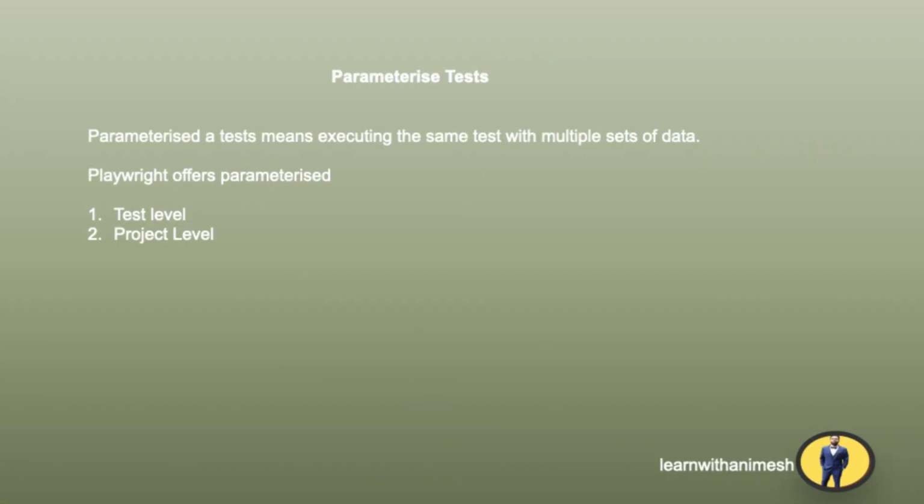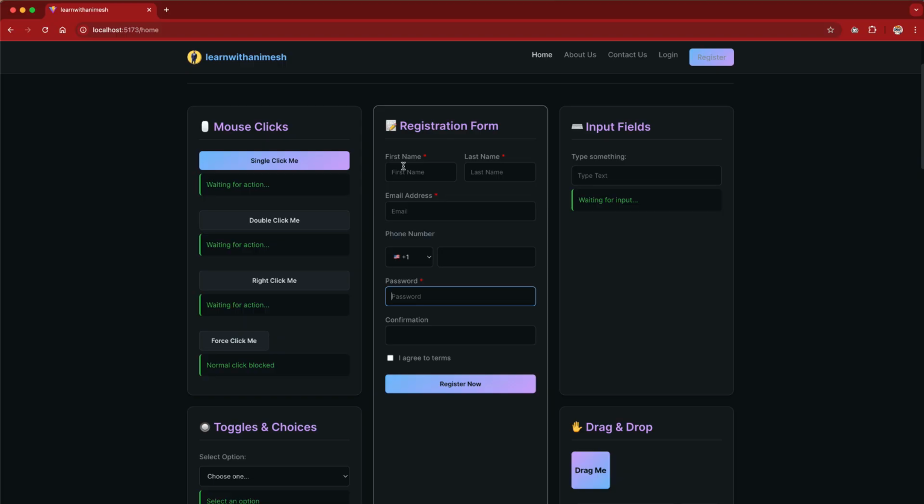The name is complicated, but the concept is quite simple. Parameterizing a test means executing the same test with multiple sets of data. You must be wondering why you need this. Let me give you an example. Let me go into the registration form of our application, and let's say the requirement is that you have to create test data for 10 different types of registered users. So you need to create test data for 10 users.